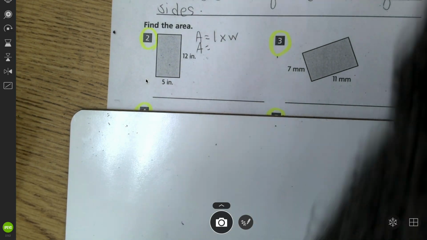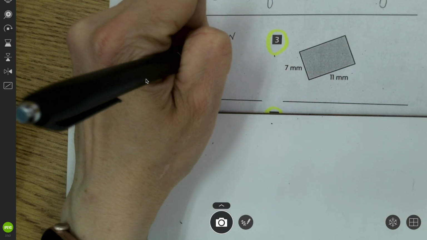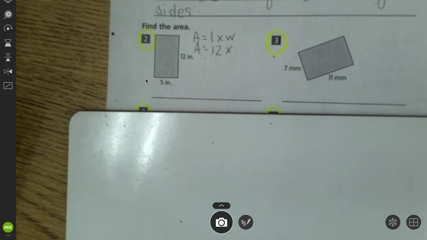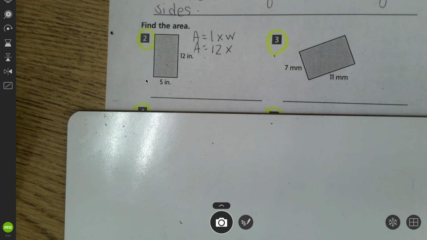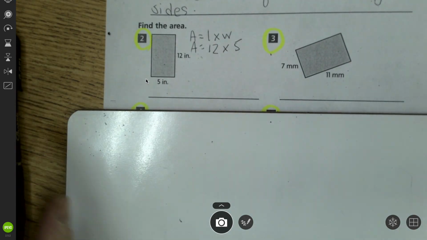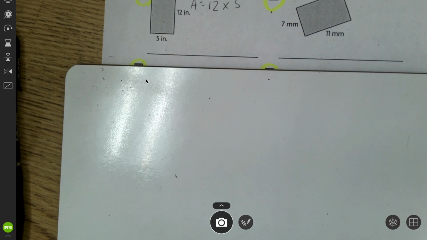So what is the longer side there, B-Bug? The longer side is 12. Good, so 12 times, what's the width? What's the width of that rectangle? 5. Good, 5. Now, right now, area equals 12 times 5. We have to multiply 12 times 5. And you might be saying it to yourself, I don't know my 12s. But guess what? You do. You can solve this. How?